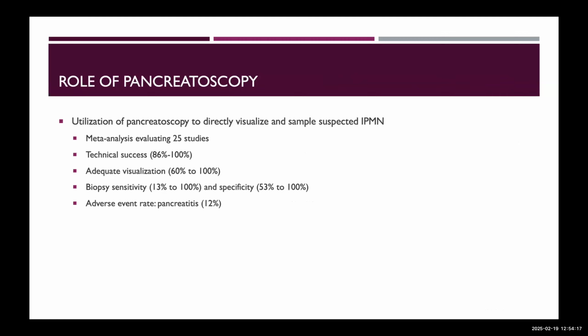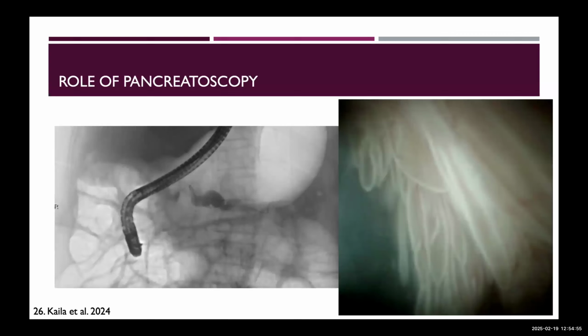Technical success is generally quite reasonable in this case. Visualization can sometimes be challenging depending on the burden of mucin. And the biopsy sensitivities and specificities are all over the map because when utilizing a small camera within another camera, doing a pancreatoscopy procedure, it can sometimes be very difficult to control where the biopsy forceps are actually coming out. Once again, the adverse event rate, specifically pancreatitis, is in the ballpark of 12%. So doing some of these procedures, especially ERP or pancreatoscopy with ERCP, carries a high risk of complications.